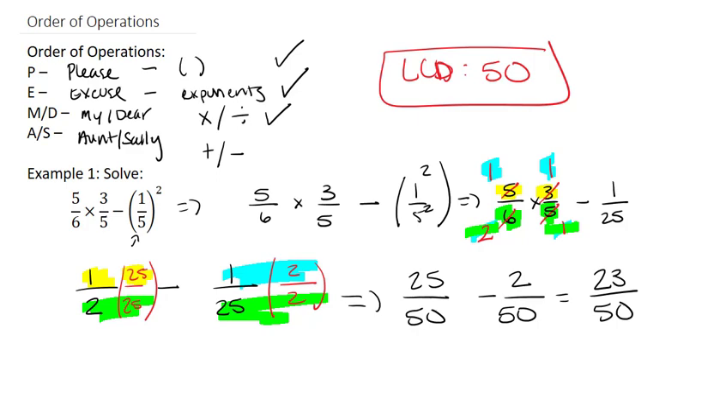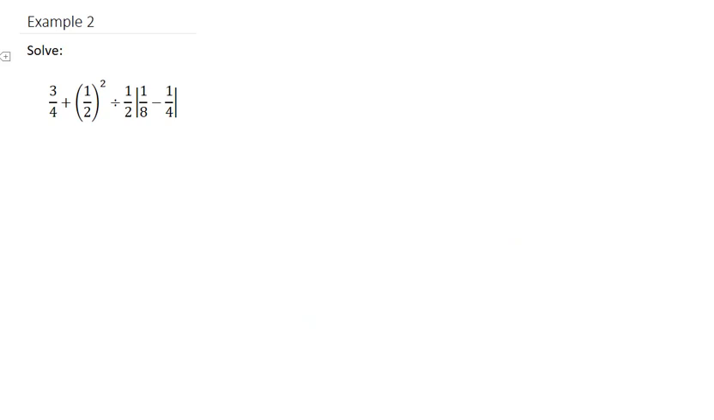Let's look at another example. Example 2. Solve for the following. So we have 3/4 plus 1/2 squared divided by 1/2, and then absolute value of 1/8 minus 1/4. So we need to remember our order of operations, so we'll write it. So our first thing we need to deal with is parentheses. So we remember that absolute values also are part of the parentheses step. So our first thing is to solve for this.